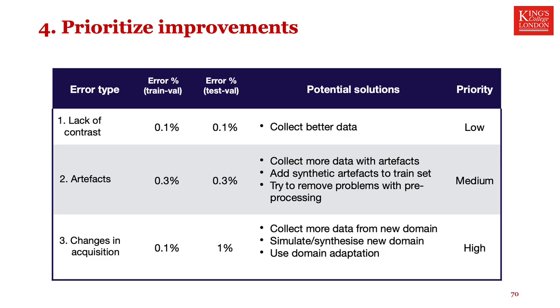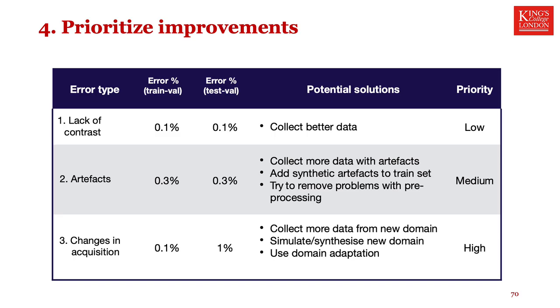If your data has a lot of artifacts, for example, and the error percentage might be 0.3%, first of all, you probably should collect more data with artifacts so that your model learns how to deal with artifacts. You should add synthetic artifacts to the training set, and you probably should try to remove some of the issues, for example, when segmenting an object, as some form of pre-processing or post-processing. Because there is a reasonable amount of images that do have artifacts, and we're talking about a 0.3% error, you should probably give this a medium priority because it is technically possible and might have a reasonable impact on your model.